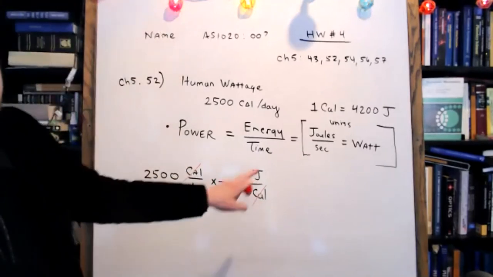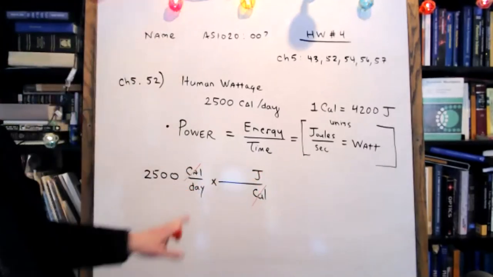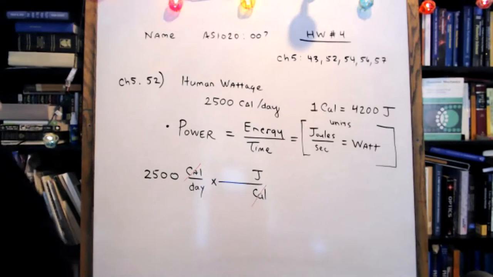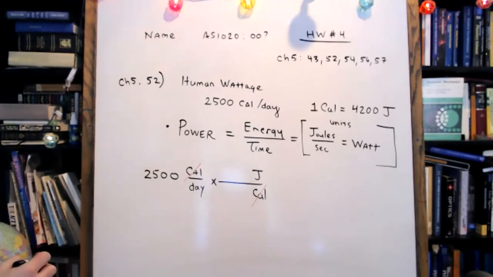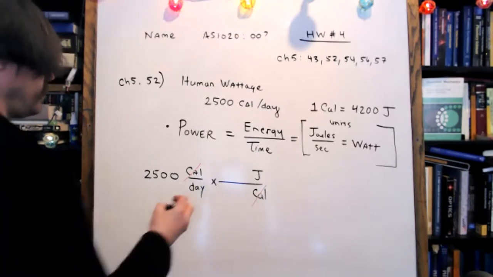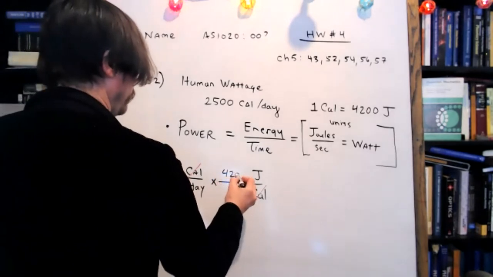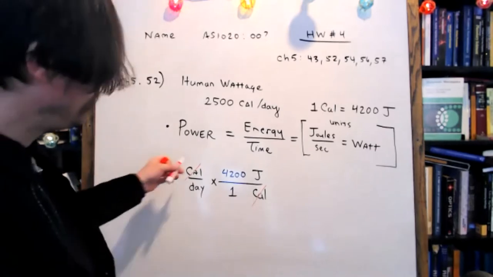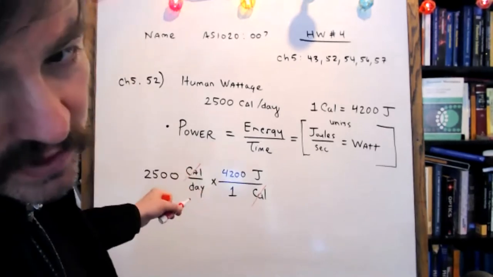Mm-hmm. And now our new units are going to be joules per day. That day just chills for a second. Okay, now give me the numbers. That's step four. All right, so it's going to be 4,200 on top and one in the bottom. Good. Now, once we punch that in, Mateus, we will have converted from calories per day to joules per day.